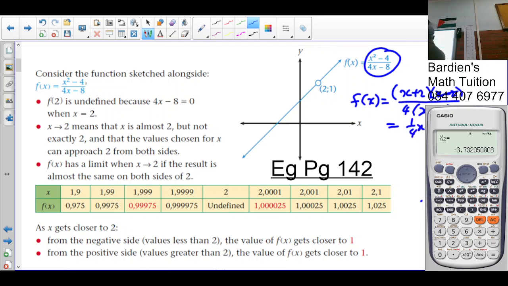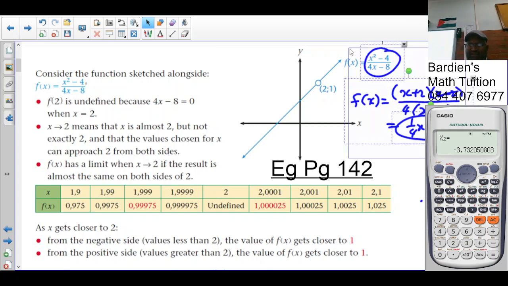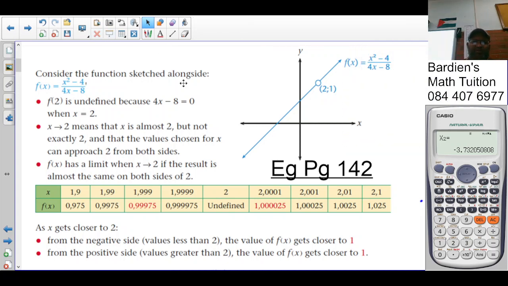And what do you notice? What type of graph is this? It's a straight line. There's our straight line graph, only provided that x is not equal to 2, because f of x can't be defined at 2. Okay? It's interesting to note at this point, and it's an important concept to grasp for later calculation as well.